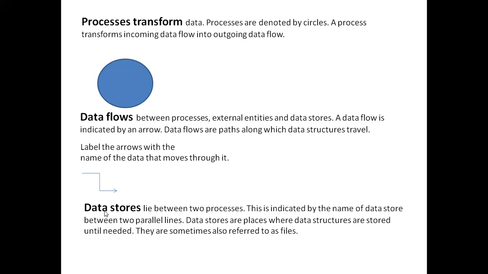The last one is the data store. A data store represents data used by the system, like a DBMS, text file, etc. These data stores lie between two different processes. Whatever process is happening needs some data which is stored in these data stores, and it is indicated by two parallel lines.